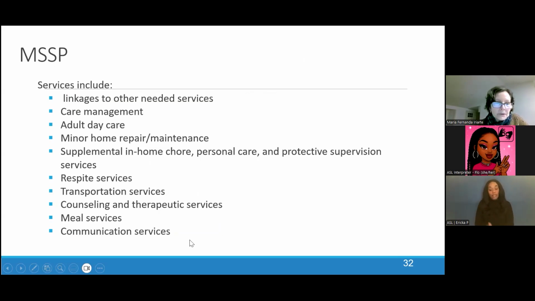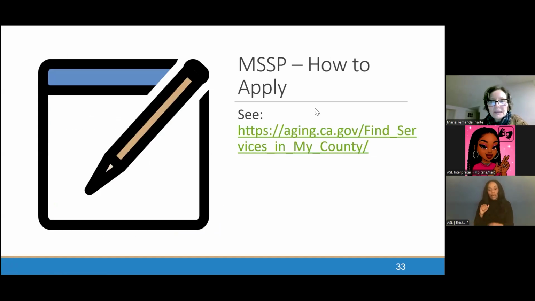Services include what you see here: respite, transportation, meal services, adult daycare, and many, many more services. Go to Appendix C of this waiver and you'll be able to see all of the services. And you apply through the Department of Aging, and the link is here.